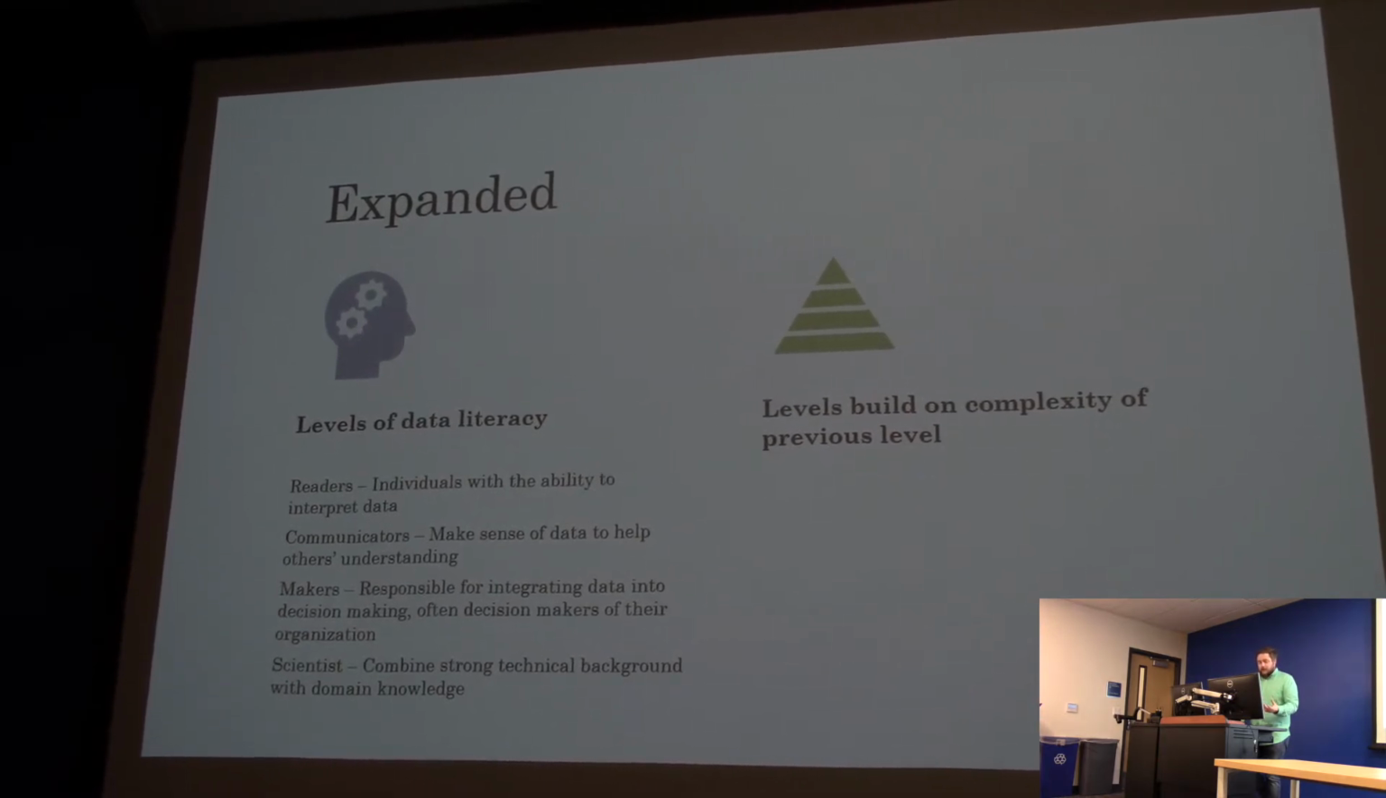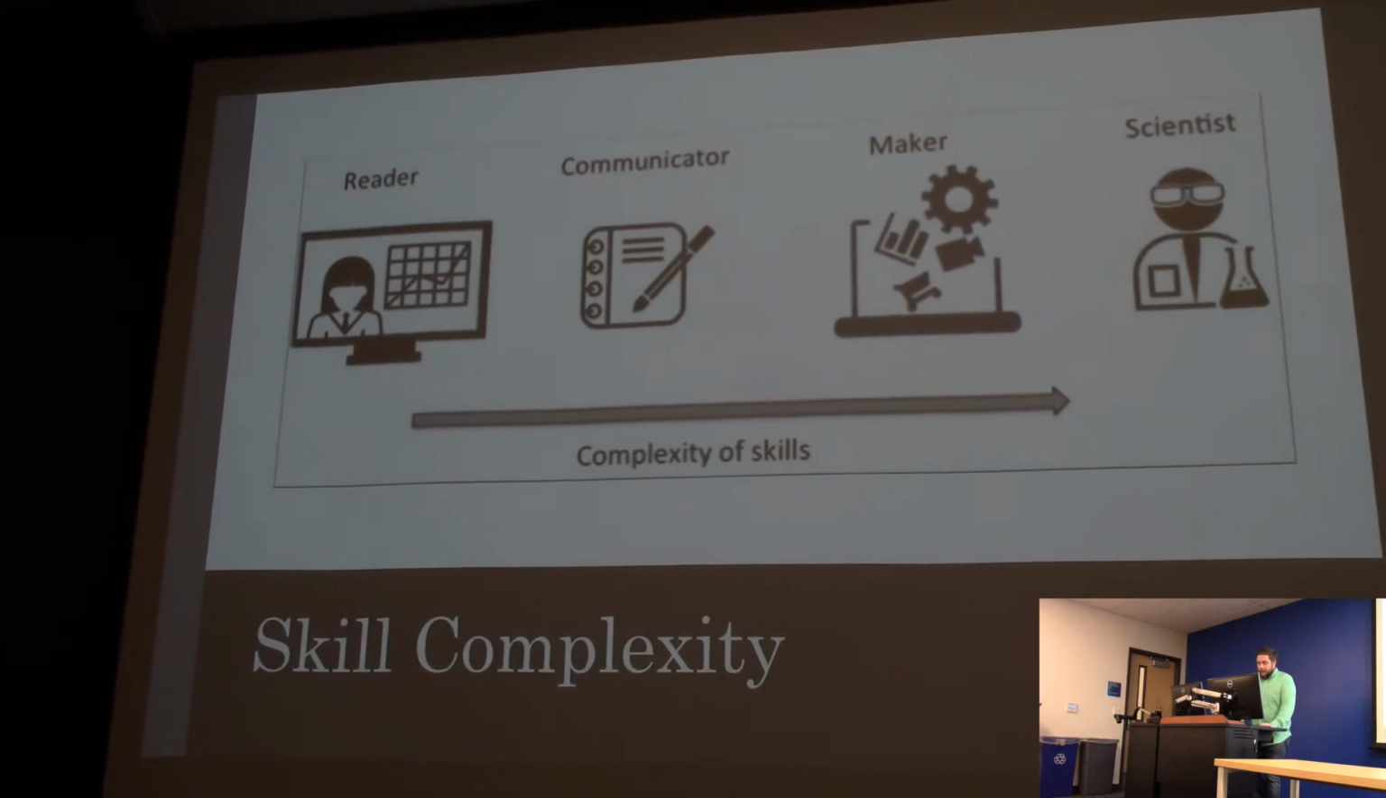And then we have data scientists, which are able to combine a strong technical background with their domain knowledge in that area. And so from these defined categories, we can see that they build on each other. If you're a communicator, you also have the ability of a reader. If you're a maker, you also have the ability of a communicator, and so on. And also, this definition is from a published paper, and so this figure was in there. Essentially, the complexity of the skills goes up as you move up that pyramid.